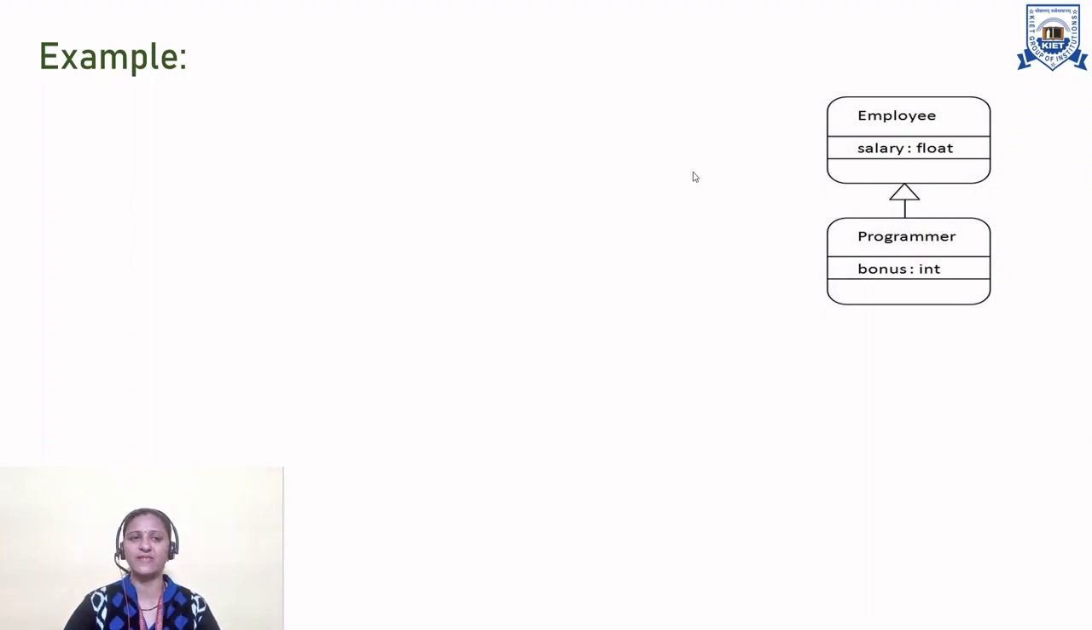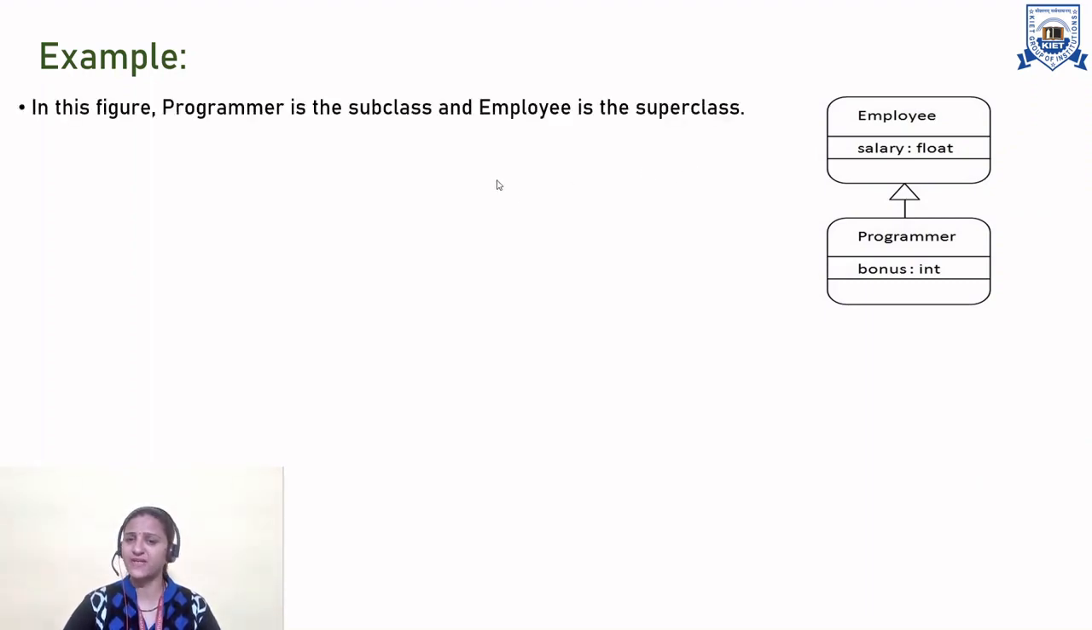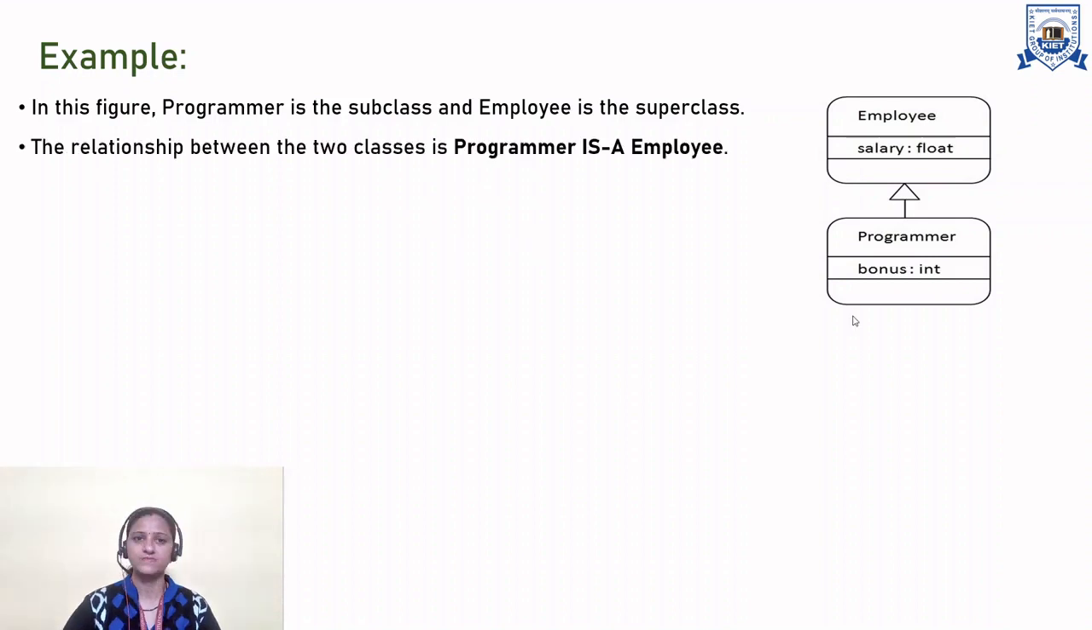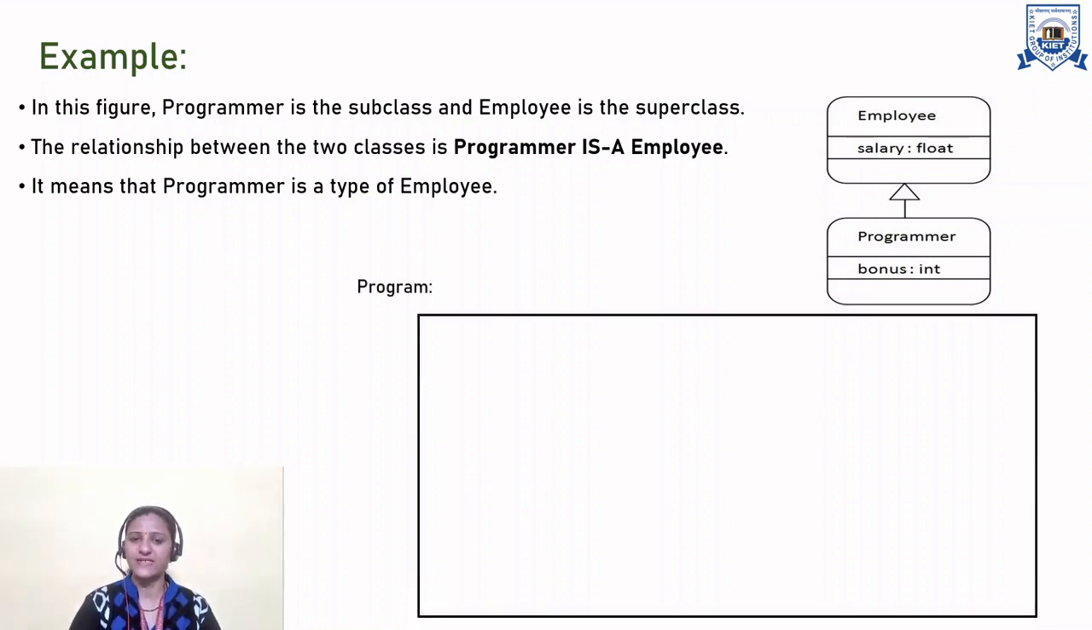What is the relationship between them? In this figure, programmer is the subclass, and employee is the superclass. The relationship between the two classes is that we can say programmer is an employee. It means programmer is a type of employee. Now we can take this with the help of this program, class employee.